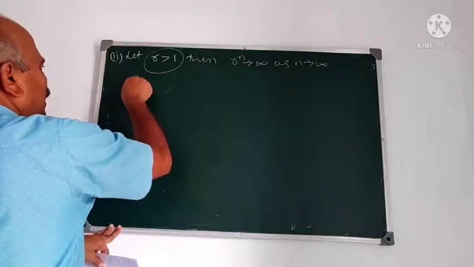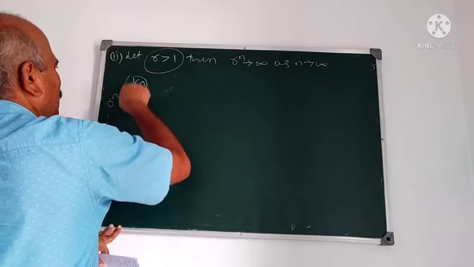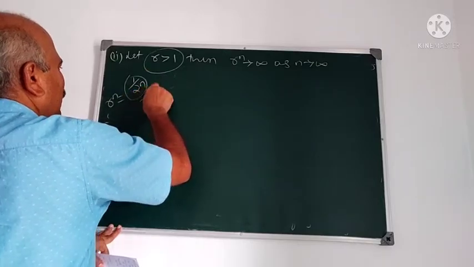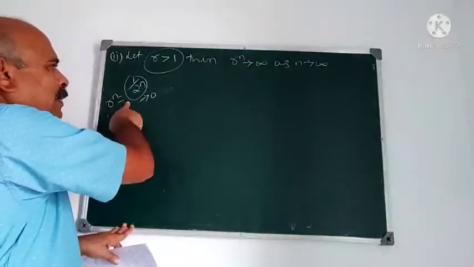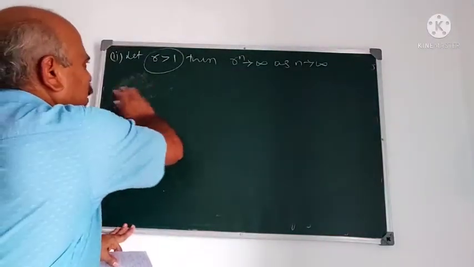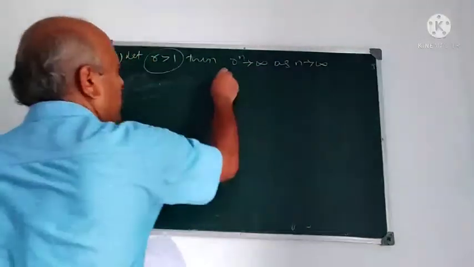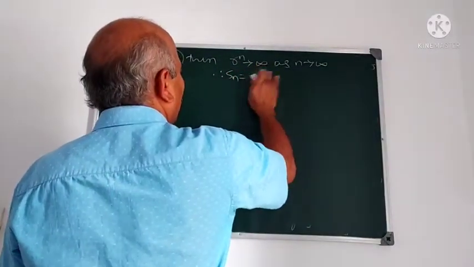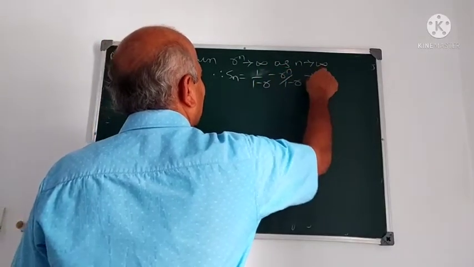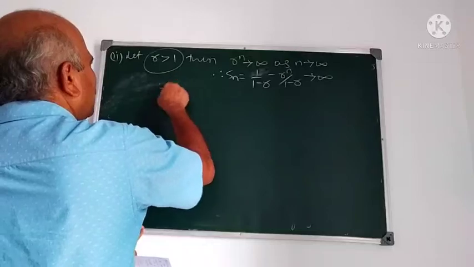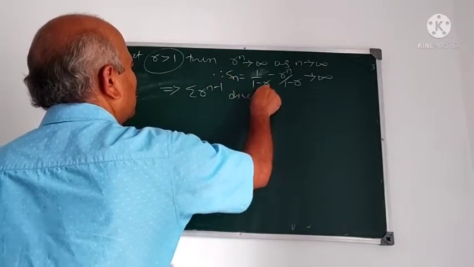But if r is less than 1, suppose half, then what happens? r raised to n becomes 1 upon 2 raised to n. It tends to 0 as n tends to infinity. That was the first case, r less than 1. But if r is greater than 1, then r raised to n tends to infinity. Therefore, Sn, which is 1 upon 1 minus r minus r raised to n by 1 minus r, tends to infinity. This implies sigma r raised to n minus 1 diverges to infinity.